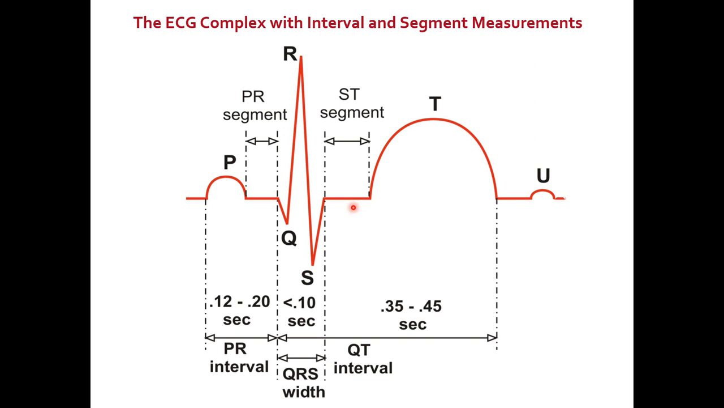Now the question arises: Dr. Zahid, do give us a clear concept of the reference from which we are going to see whether this is a depressed, isoelectric or elevated ST segment. So the isoelectric line of the heart is basically the TP segment. This line which connects the T wave to the next P wave is called the TP segment, and it is the isoelectric line of the heart.